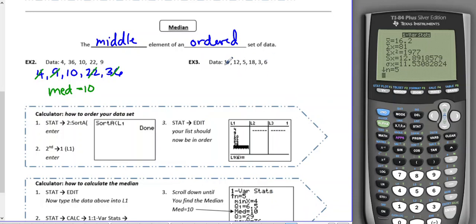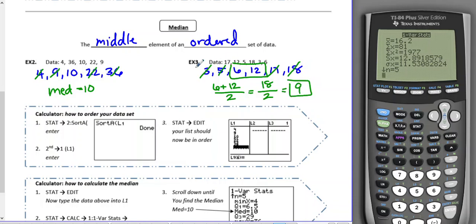So if we look at the second example, we have 3, 5, 6, 12, 17, 18. Now if we cross numbers out, work our way to the middle, now we have 2 numbers in the middle. So in order to find the median, we actually need to take the mean, the average, of these two. So we're going to say 6 plus 12 divided by 2. 6 plus 12 is 18, divided by 2, which is 9. So our median is 9 for example 3.